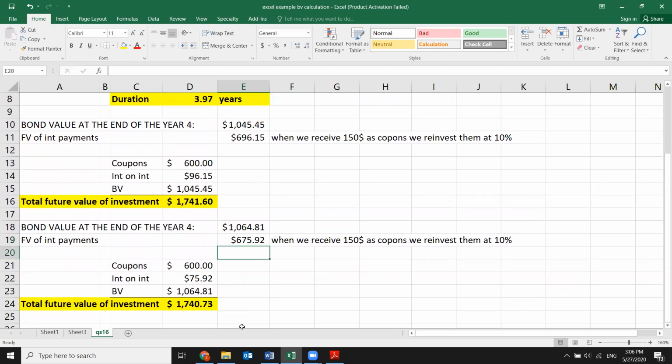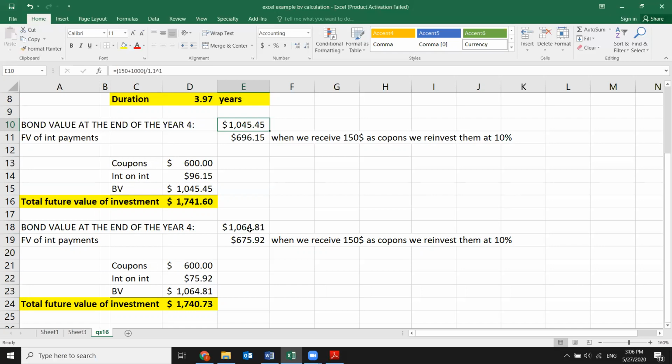Look what happens. There are two effects that take place, okay? First of all, interest rate changes affect the bond value. There is an inverse relationship between the bond value and the interest rate. As interest goes up, the bond value falls down. As the interest goes down, the bond value increases. So in this case, the interest rate fell, and the bond value appreciated first.